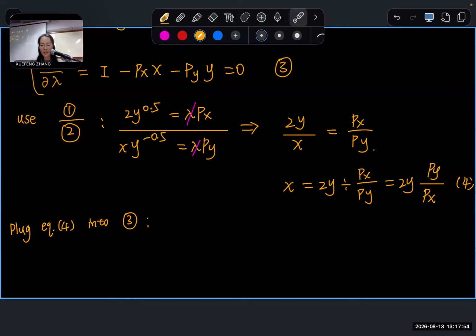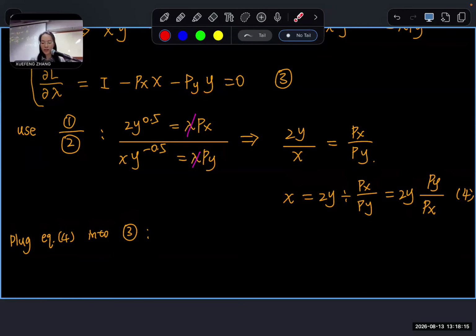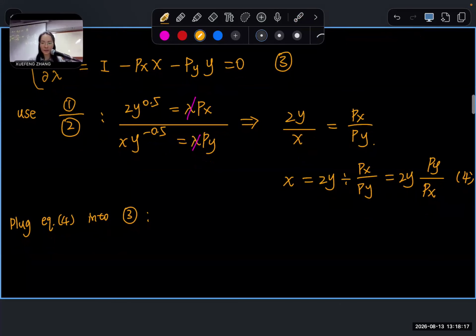You plug equation 4 into 3. In the exam, if you don't know, you can just write down, put equation 4 into equation 3, as long as I can understand. So let's see, basically we're going to substitute x, right? So this is equation 3. I'm going to substitute x into this equation. So let's try.